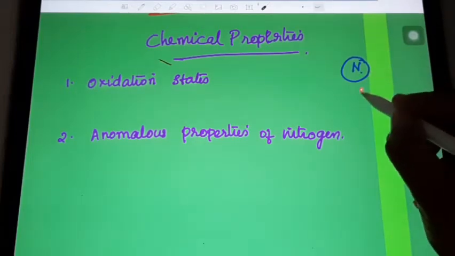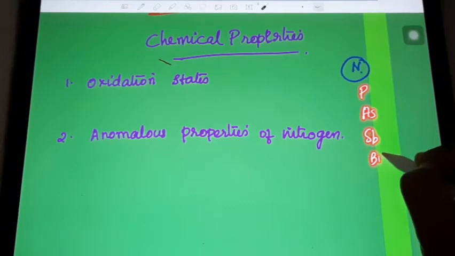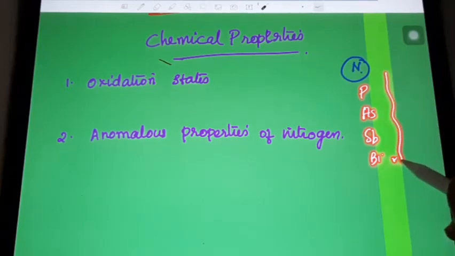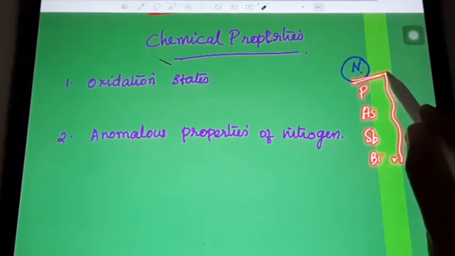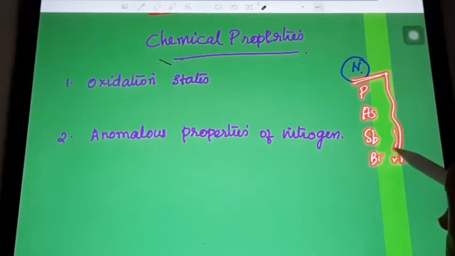Nitrogen, phosphorus, arsenic, antimony, bismuth are the members of group 15 of the periodic table. Among these group 15 elements, nitrogen has anomalous properties compared to the other members of the group. The reason we can discuss in this video.